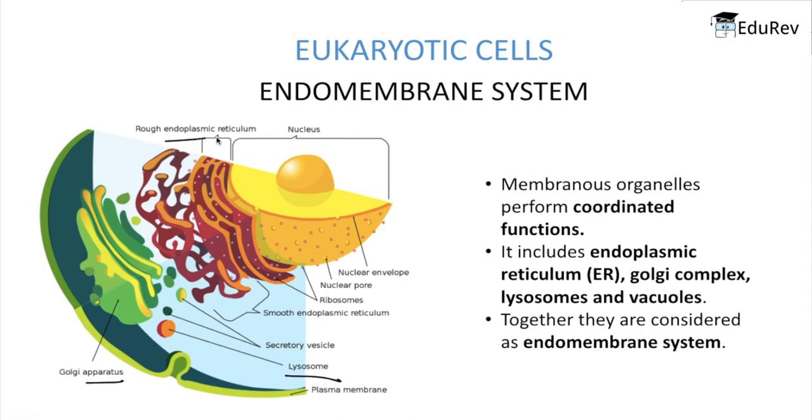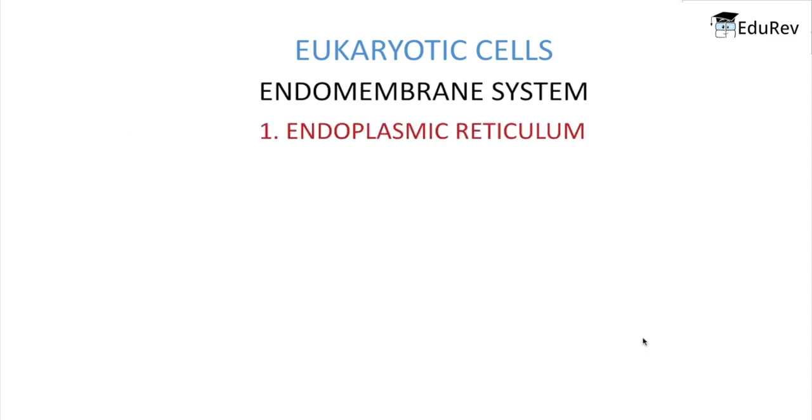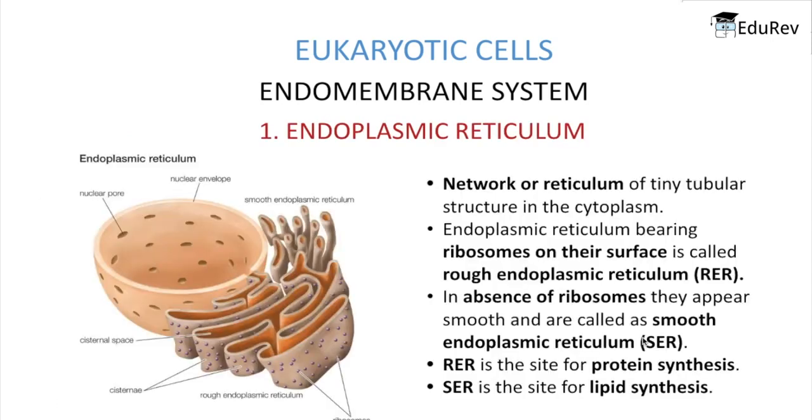Together, these form the endomembrane system, and the reason they are called the endomembrane system is that they perform coordinated functions inside the cytoplasm. So in the endomembrane system, let us first study the endoplasmic reticulum. Endoplasmic reticulum is basically a network, or reticulum, of tiny tubular structures inside the cytoplasm. The network you see here, the various folds, is called the endoplasmic reticulum, which is near the nucleus.